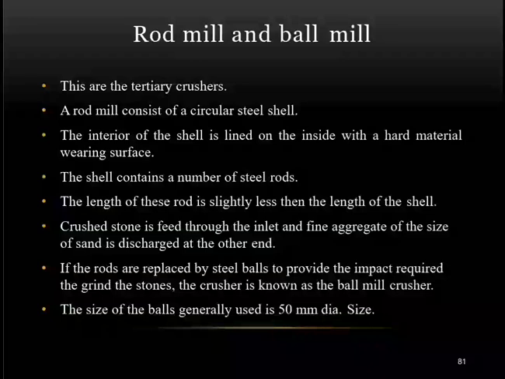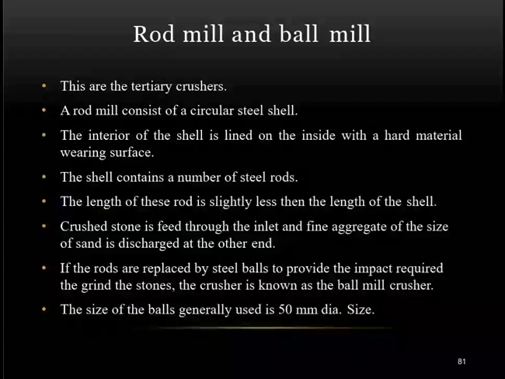Next, rod mill and ball mill. These are the tertiary crushers. A rod mill consists of a circular steel shell. The interior of the shell is lined on the inside with a hard material wearing surface. The shell contains a number of steel rods. The length of these rods is slightly less than the length of the shell.